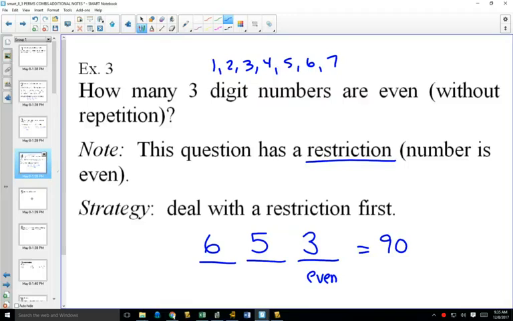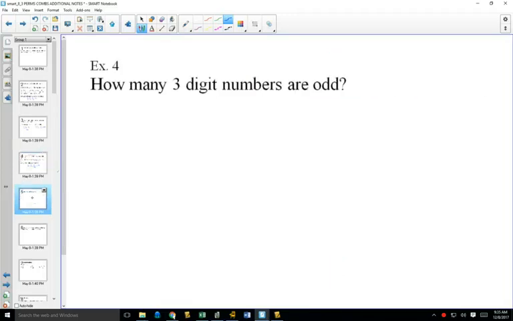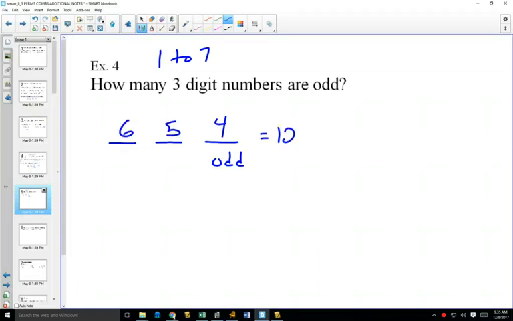Again, for part B, or the next one, we're going to use the numbers 1 to 7. And I want you to figure this one out in 2 different ways. How many used the strategy where they went 3 spaces? They said this one has to be odd, giving 4 choices. How many choices left for the first digit? 6, and then 5. And you got 120.